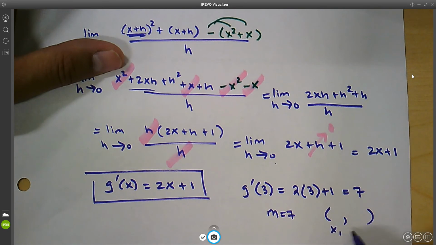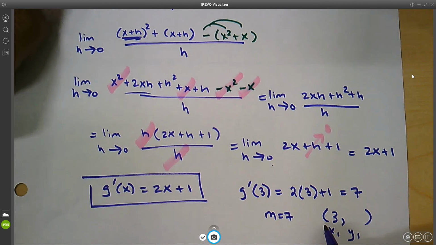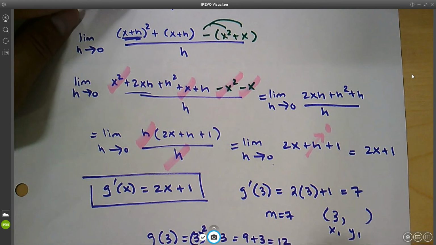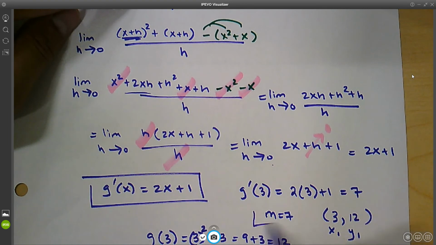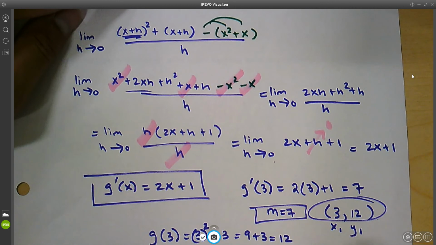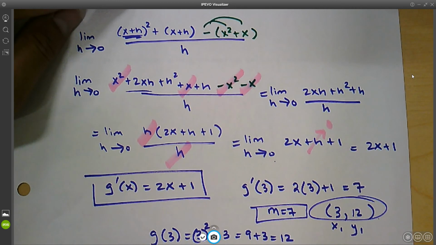We have an x1 and a y1. The x1 is the 3. How do you guys find the y? Take that 3 and plug it back into the original equation, the g of 3. So we get a coordinate, 3 comma 12. If we know the slope and we know x1, y1, we've got our tangent line equation.